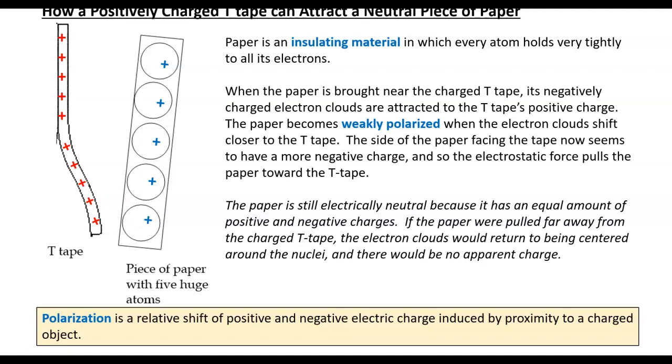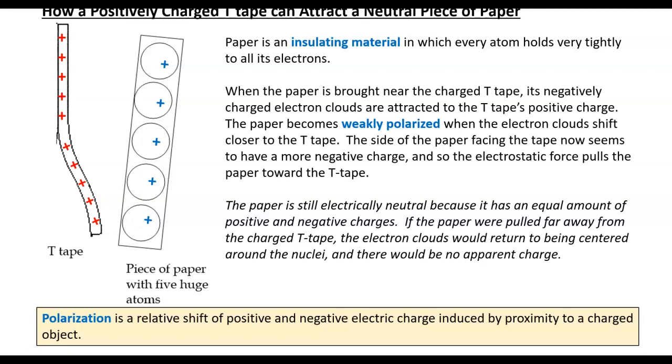In this very simple depiction, the piece of paper is shown with 5 huge atoms. When the paper is brought near the charged T-tape, the negatively charged electron clouds in the paper are attracted to the T-tape's positive charge, right? Because opposite charges attract. The way we show this in our figure is to draw the plus signs on the right-hand side of the circles, which indicates that the electron cloud has shifted to the left.